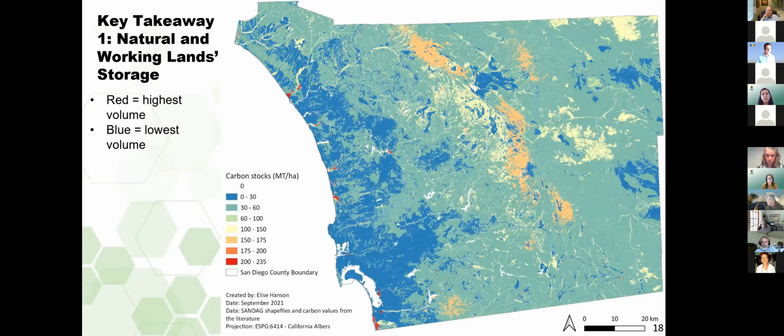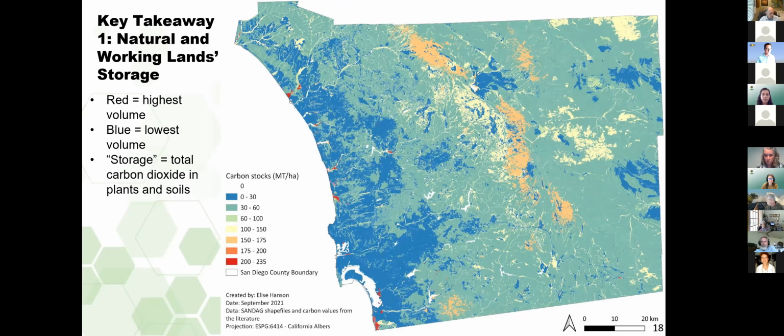This map shows the total estimated carbon storage in the region. As with the previous map, warmer colors show larger amounts of storage, with red being the highest, and cooler colors show lower amounts of storage, with blue being the lowest. Carbon storage values were taken from the literature, and again, the most geographically specific values were taken when possible. This map also used the 2021 vegetation classification shapefiles from SANGIS.